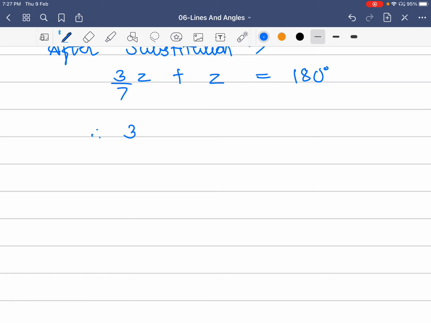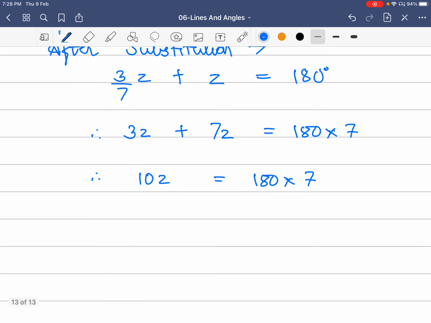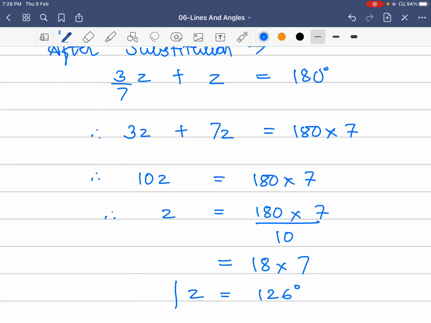So let's multiply both sides of the equation by 7. So 3Z plus 7Z is equal to 180 into 7. We are multiplying both sides by 7, and therefore 3Z plus 7Z is 10Z, equal to, let this remain as it is, 180 into 7. Therefore Z is equal to 180 into 7, the whole divided by 10, which is 18 into 7. 7 sixes are 42... 7 eights are 56, 5 carry 1... so 126. So Z is equal to 126 degrees. Z is the measure of an angle, and it is equal to 126 degrees.